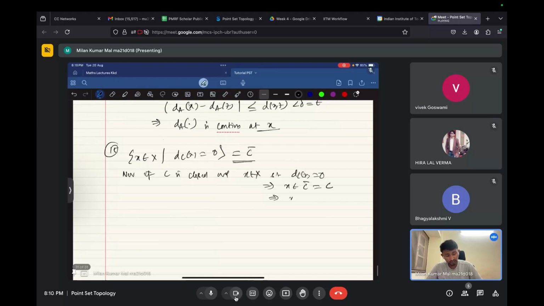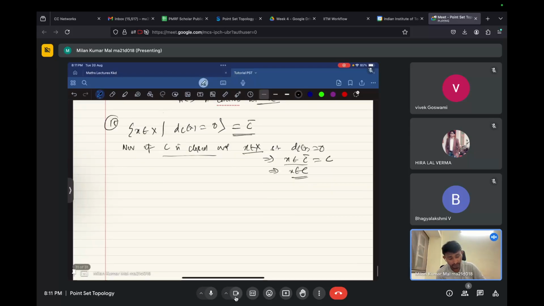That means x belongs to C. That is one side, right? Yes, sir, one side. If I'm not making any mistake, this side is C closure, and take C is closed and x belongs to, dcx equals 0 implies that x belongs to C closure. That means x is in C. That is one side. I think that is what you were saying.